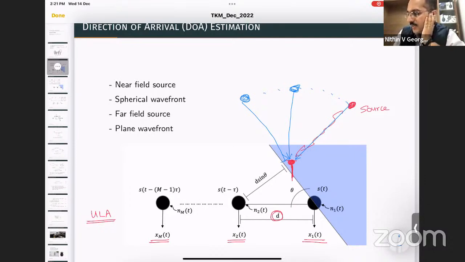So now I'm going back to my earlier explanation. I have a first sensor, I have a second sensor, I have M sensors. Each of them is going to give me an output. Now what will happen? Because I have a finite distance between the first sensor and the second sensor, the second sensor and the third sensor, and the third sensor and the M-th sensor, what is going to happen?